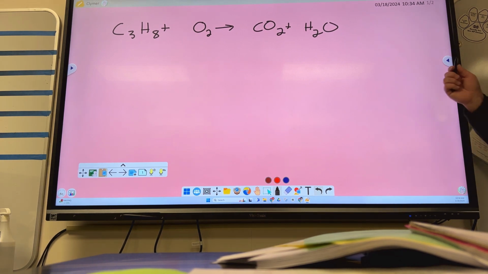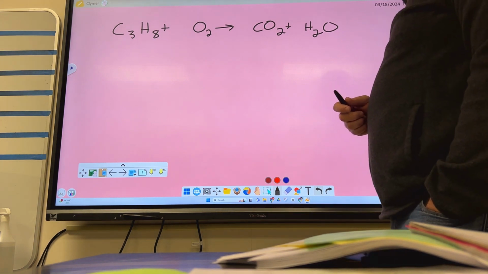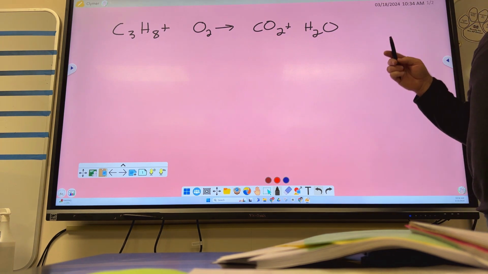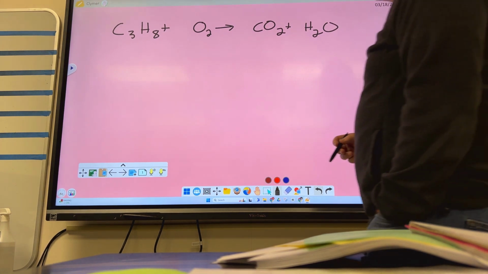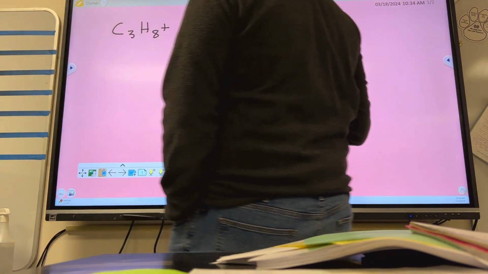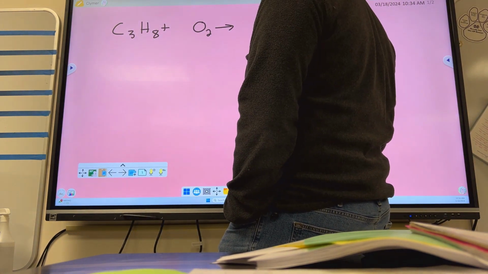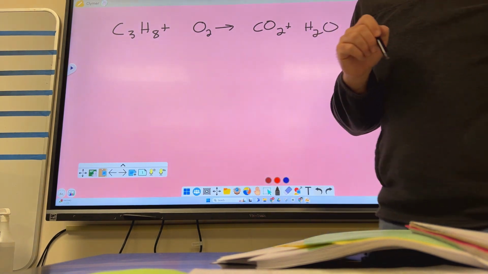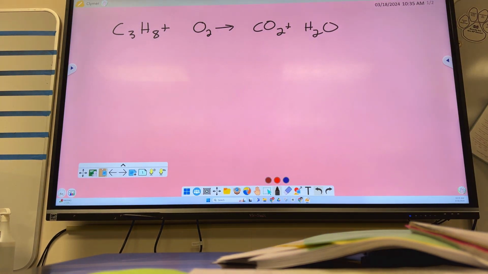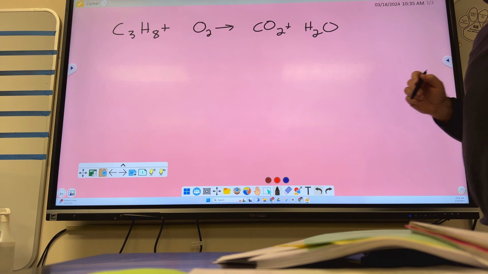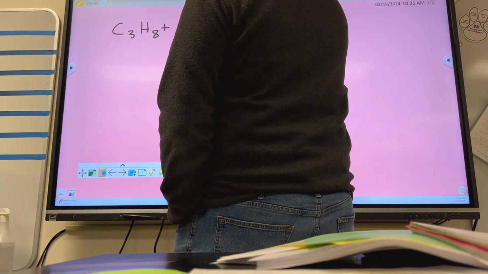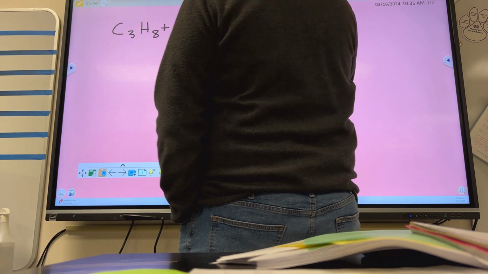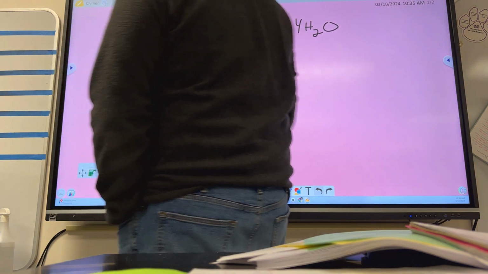How do you start this problem? Step 1 is balancing, right? So how do we balance this equation? 1, 5, 6, 4. No. I got 1, 5, 6, 4. 6, 4? You sure, Keegan? 3, 4. 4, then you total up the oxygen, you end up with 10 oxygen, so you got to do a 5 here.